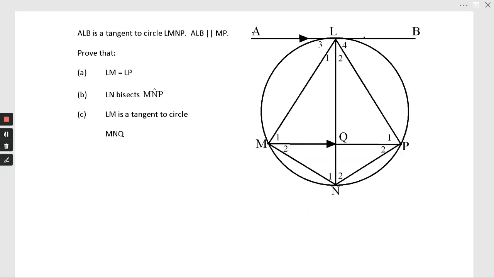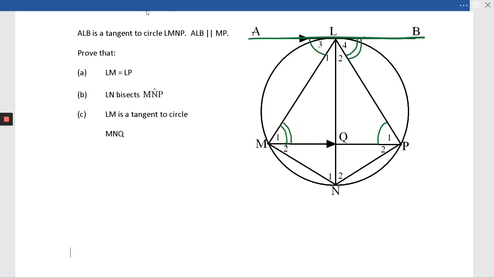Here I'm told that ALB is a tangent. So I'm going over the tangent, and I'm looking for tan chord now. There's only one tangent, so it's not tangents from the same point, and there's no center, so it's not tan rad. So I'm looking for tan chord. L3 would be the same as P1, so I'm going to make that a single bar there, and L4 would be the same as M1. You'll make that a double bar. Okay, that's tan chord so far.